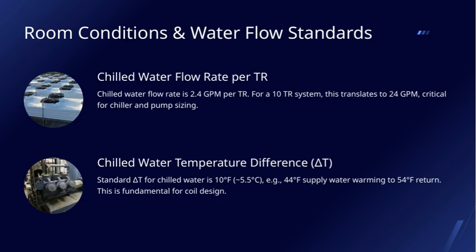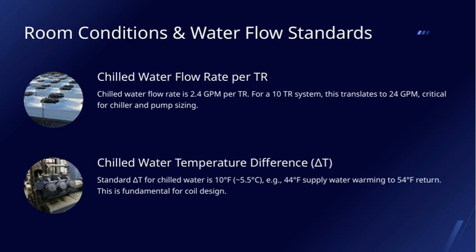Next, regarding the chilled water flow rate, we usually consider about 2.4 gallons per minute per ton of cooling. So, for a 10-ton system, that would mean a flow rate of 24 GPM. This is a critical factor because it impacts the sizing of both the chiller and the pumps, ensuring they operate efficiently.